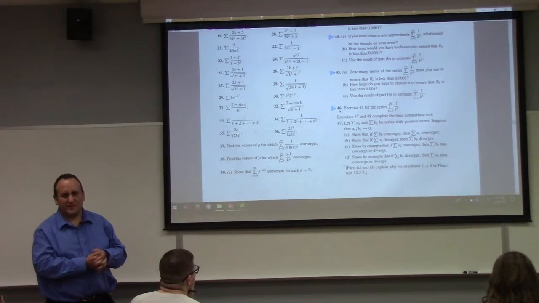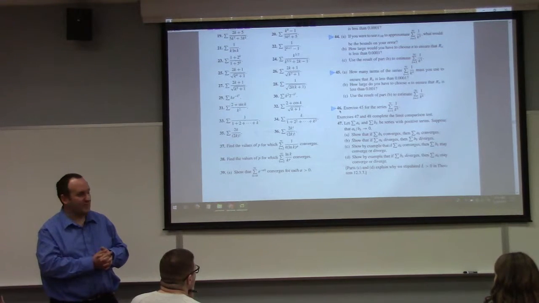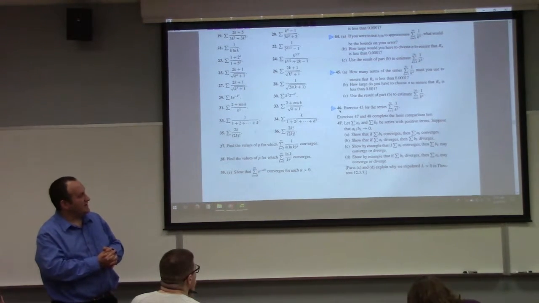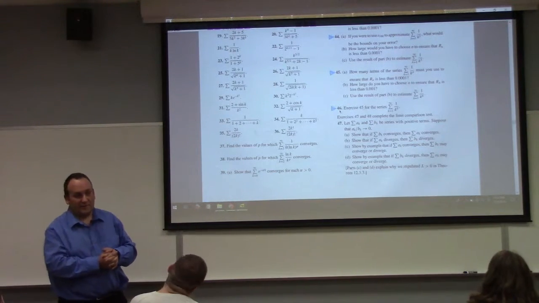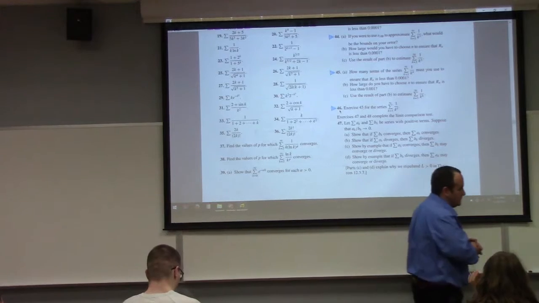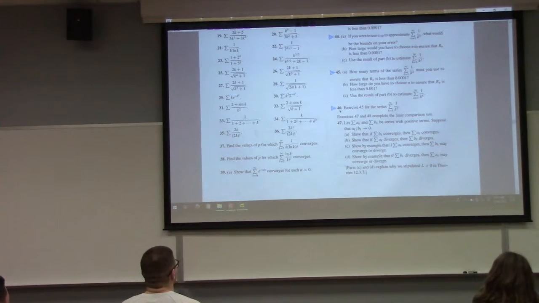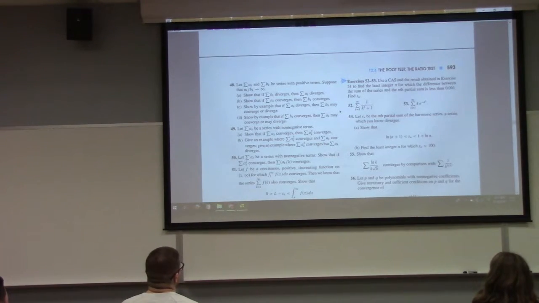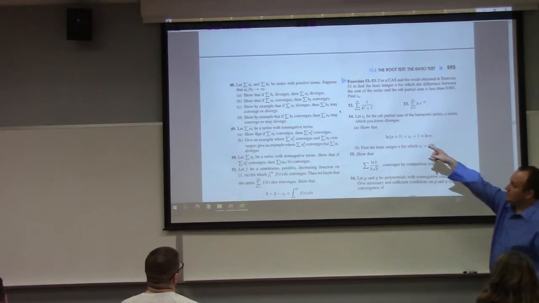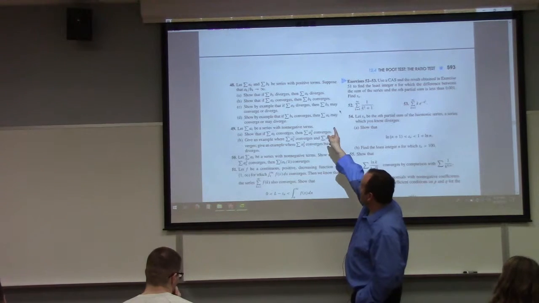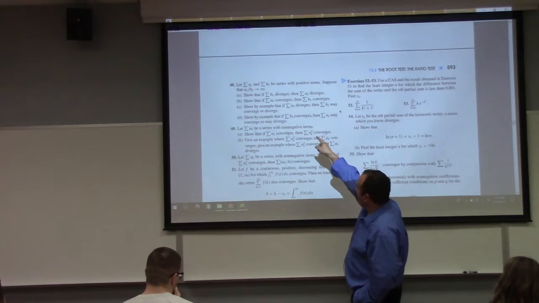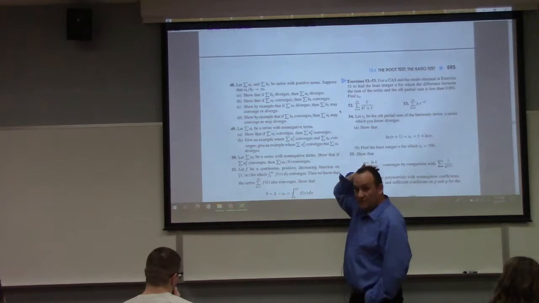What do you think exercise 48 says? I haven't looked, but I bet problem 48 has the quotient of a sub k over b sub k going to infinity. I bet it's the dual to this problem. Yes, check it out. So a sub k over b sub k goes to infinity. If the denominator diverges, it implies the numerator diverges, and vice versa. If the numerator converges, the denominator converges.